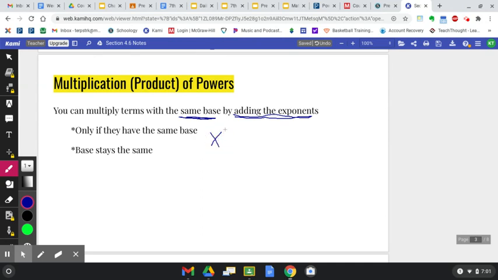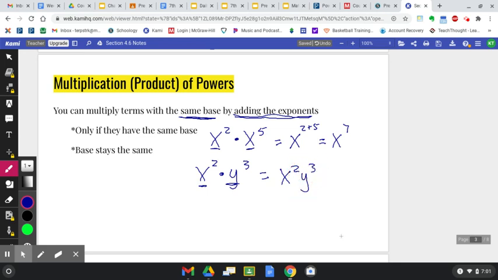So if I have x squared times x to the 5th, my bases are the same. I can add the exponents, so that would really be x to the 7th. Now, if I have x squared times y to the 3rd, different bases do not allow me to do anything with that. That would just be x squared y to the 3rd.